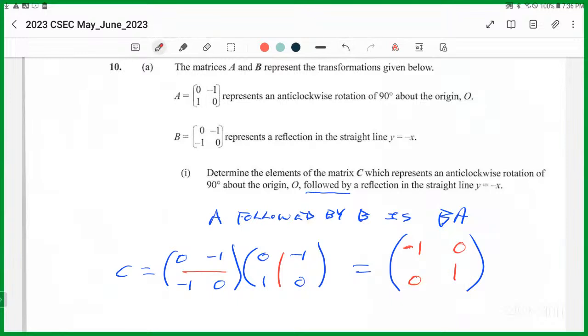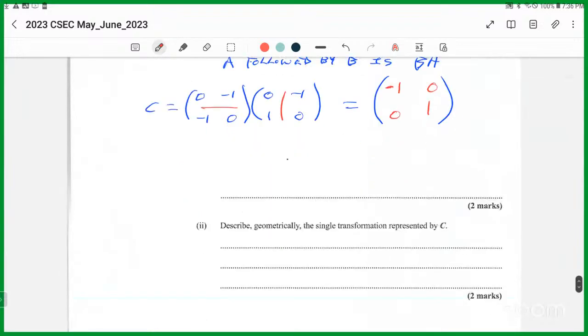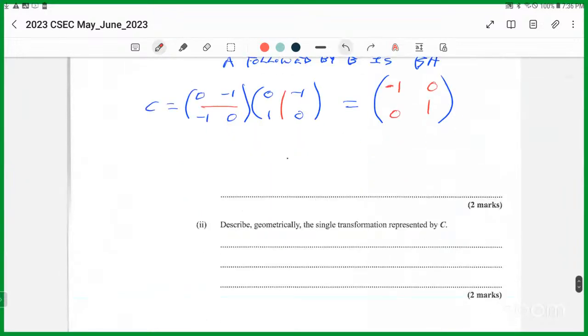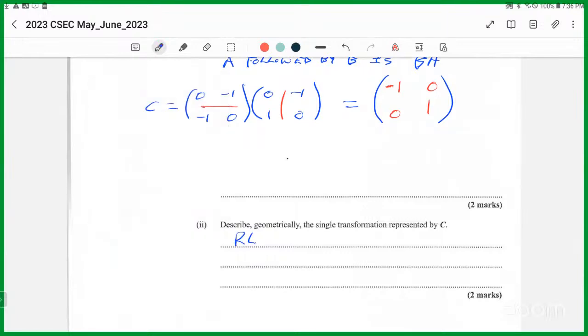That's the y-axis reflection matrix. They ask you for it. That's the answer right there, C. See? Describe geometric transformation C: reflection in the y-axis.